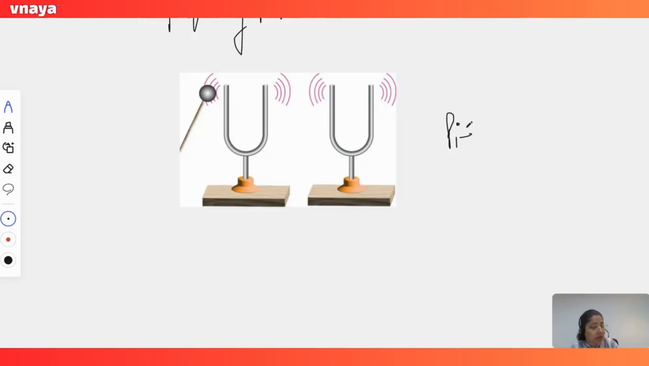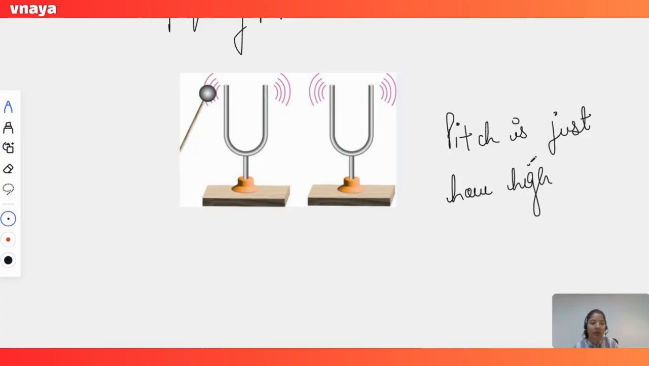So how can we define pitch? Pitch is just how high or low a sound is. We can say the faster the vibrations, the higher the pitch, and the slower the vibrations, the lower the pitch. Easy peasy, right? So frequency is how fast something vibrates, and pitch is how high or low the sound we are able to hear is.